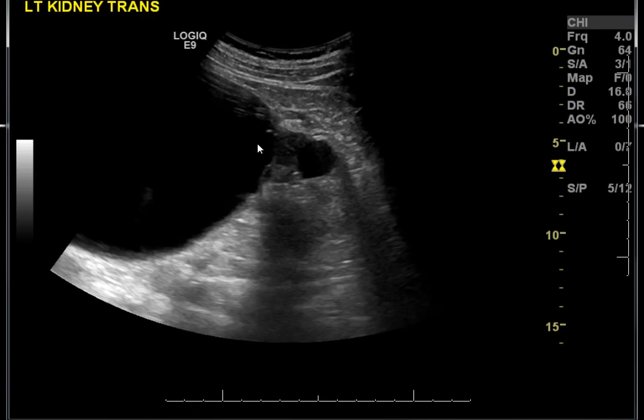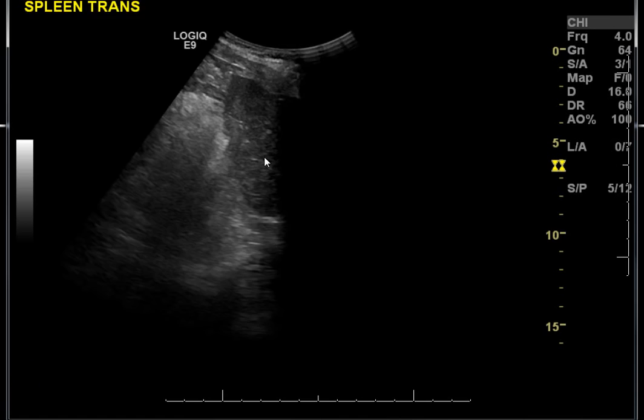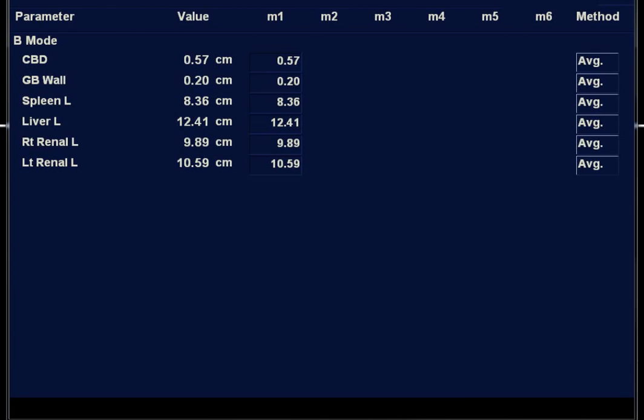Another renal cyst, the big one, and there's the spleen. Okay, so now we have a menu that includes all the measurements that were obtained by the sonographer.